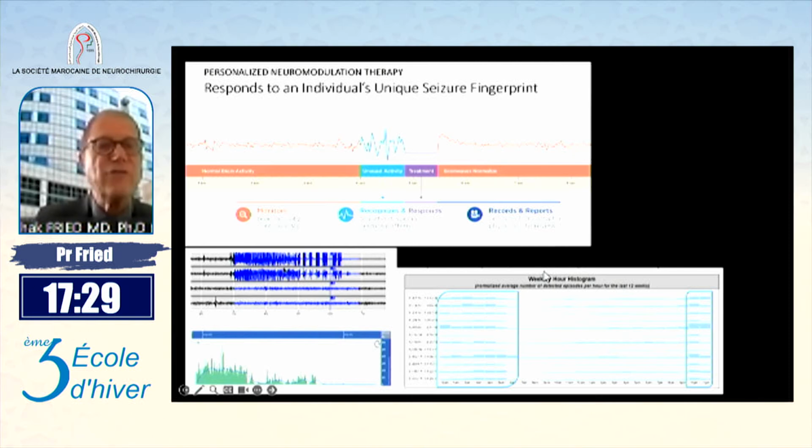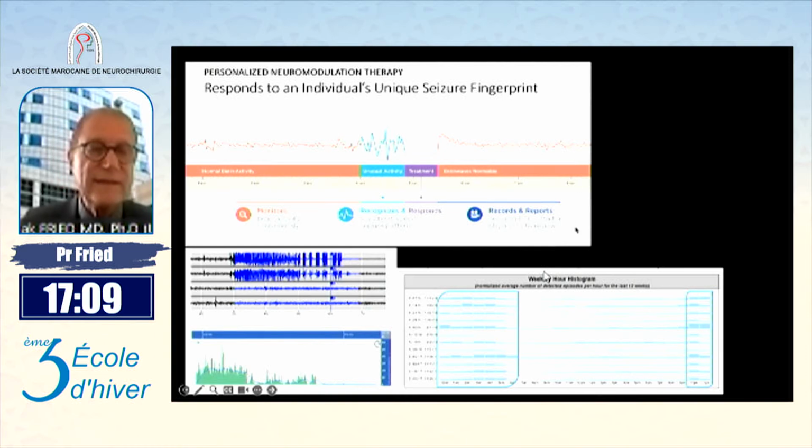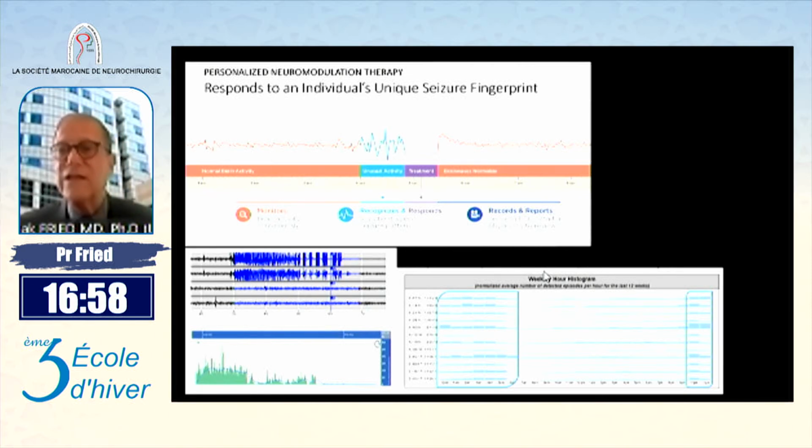And what you actually have is a situation where you have normal brain activity, suddenly an unusual activity is identified, and there is a treatment in the shape of 5 pulses, and then you have continuation of monitoring. Now, what it can actually record are both interictal activity and ictal activity, as well as long-term baseline. Many people think that it only acts on ictal, but not at all.